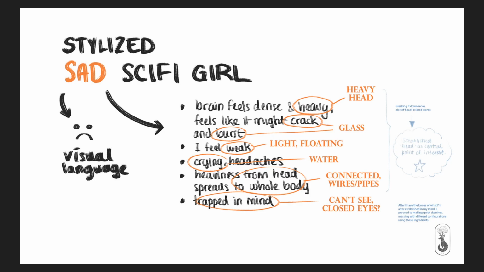Brain is dense and heavy. It feels like it might crack under pressure and might burst. A feeling of weakness, so maybe they're floating. Crying and headaches, so like a water element perhaps, heaviness from the head that goes down into the whole body, and maybe they're trapped in their mind.